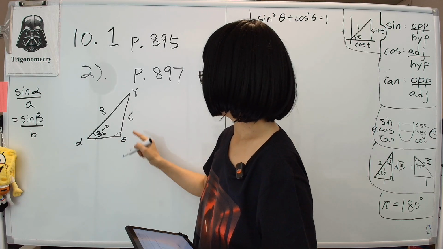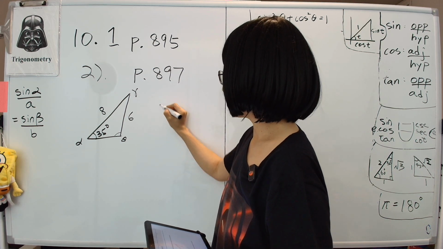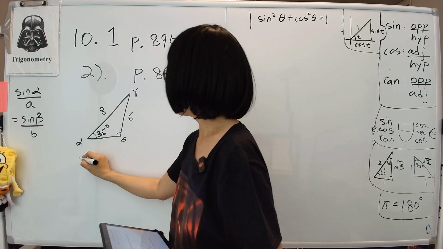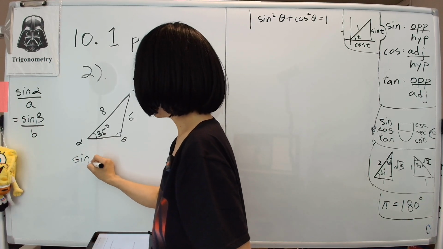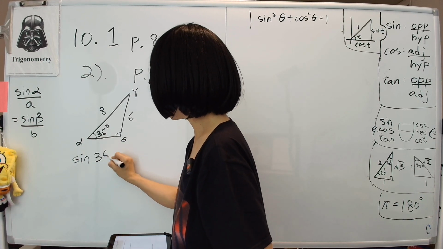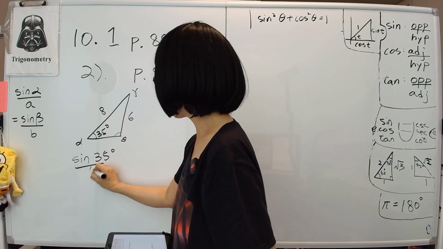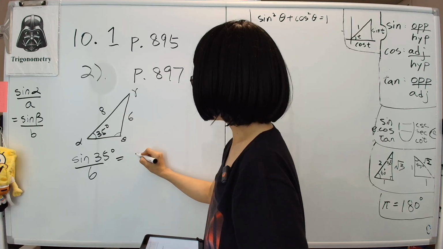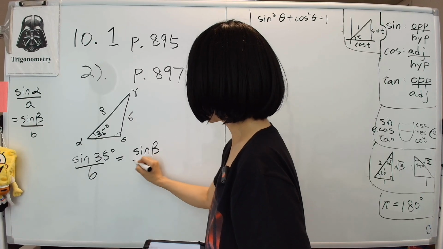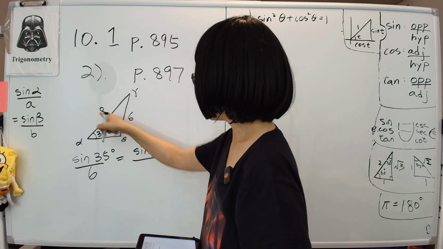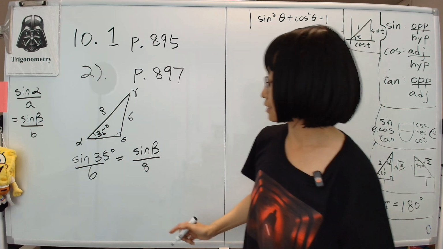By the law of sines, I'll write it right over here: sine of alpha, this angle, which is 35 degrees, divided by the side opposite alpha, which is 6, that's a, equals sine of beta over the side opposite beta. We don't know what beta is, but we'll figure that out in a moment. The opposite side is 8. With that, we're able to find beta, so let's do that right now.